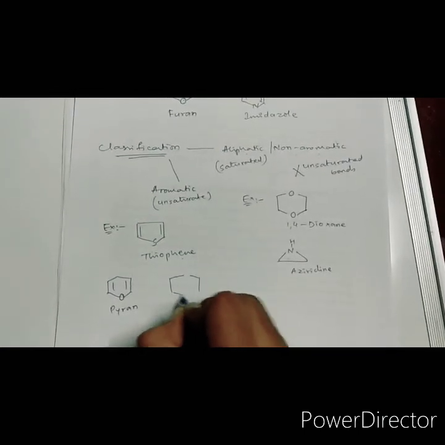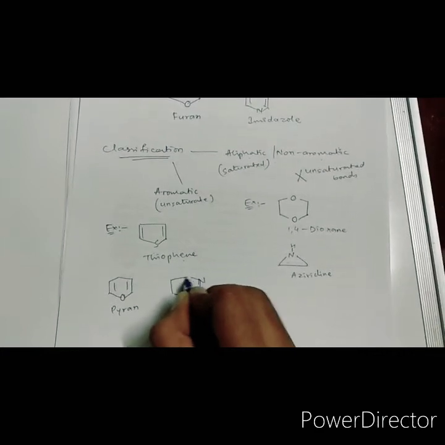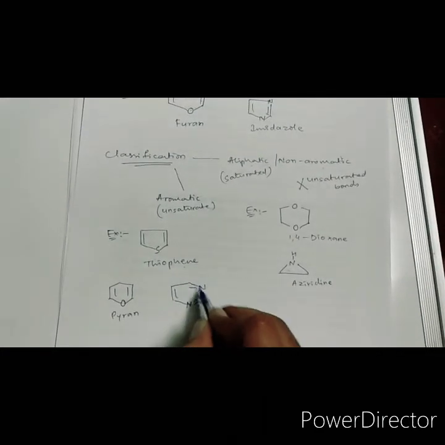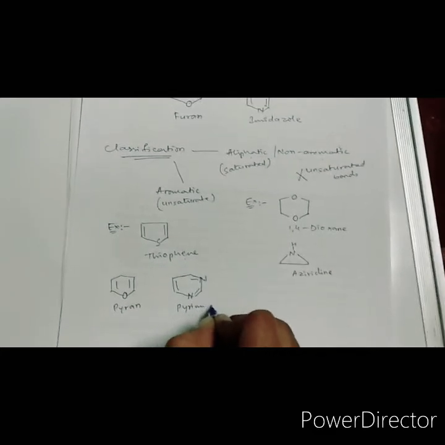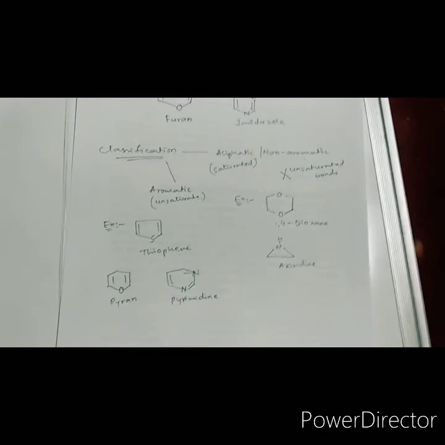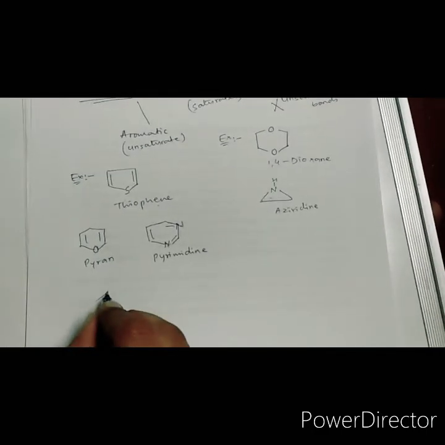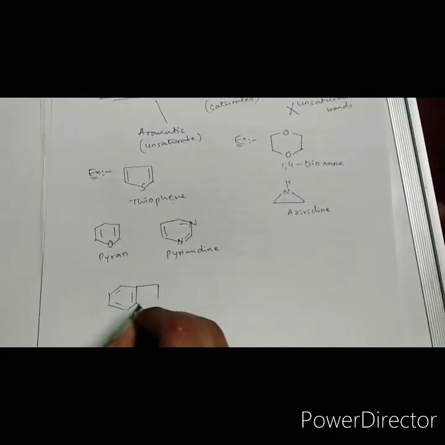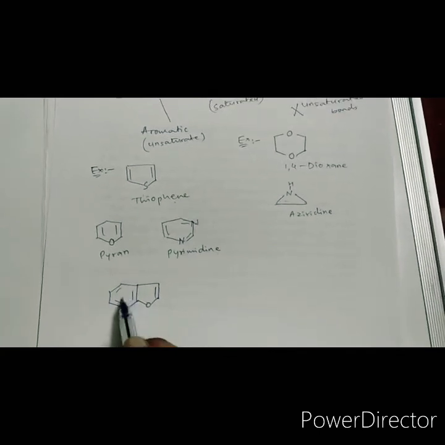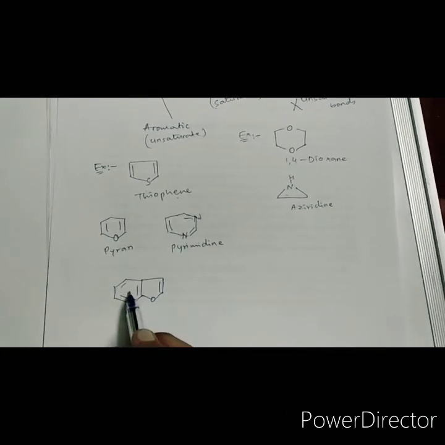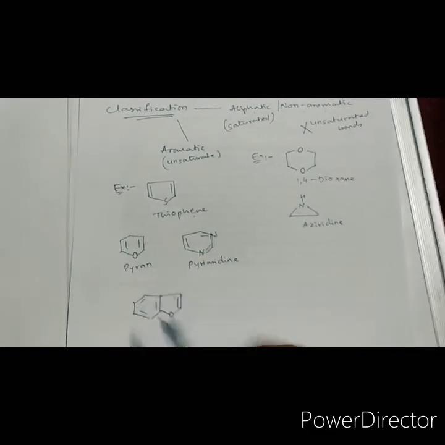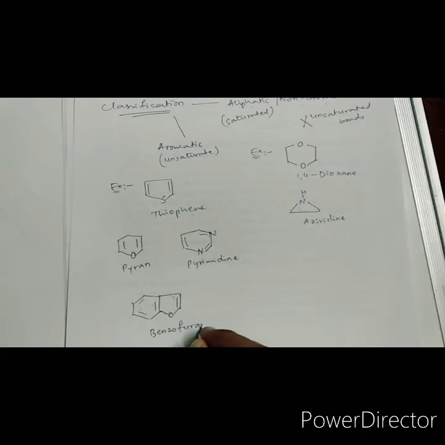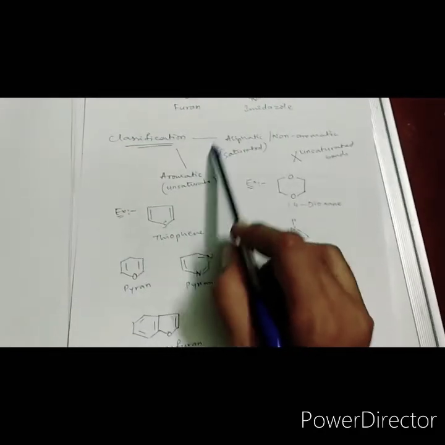Also if it contains two heteroatoms, nitrogen, nitrogen. Here you can see 6-membered with unsaturated bonds along with two heteroatoms. This is known as pyrimidine. Also fused heterocycles. Example is, you can see here one ring is benzene while the other ring is furan. So this is known as benzofuran. As you have all seen furan structure, similarly furan and benzene. So this is how the heterocycles are classified into aliphatic, that is saturated heterocycles, and aromatic, that is unsaturated heterocycles.